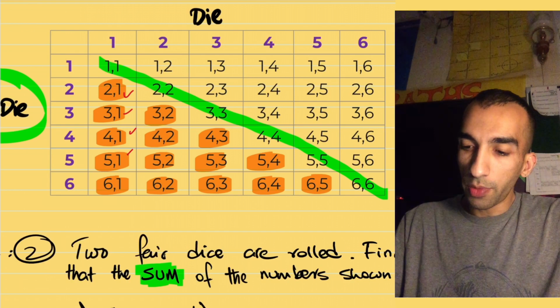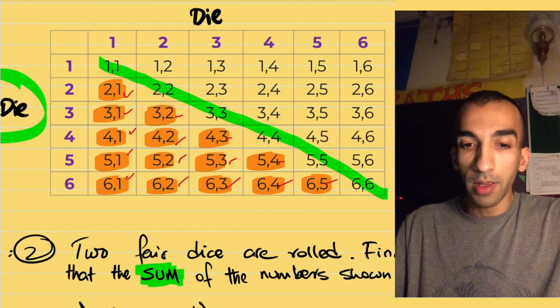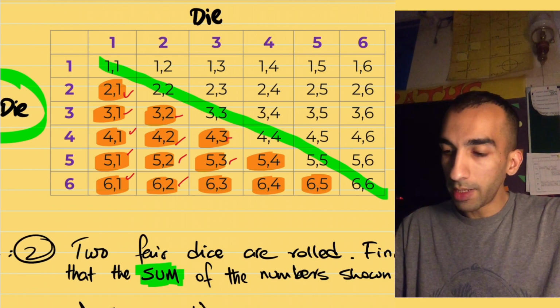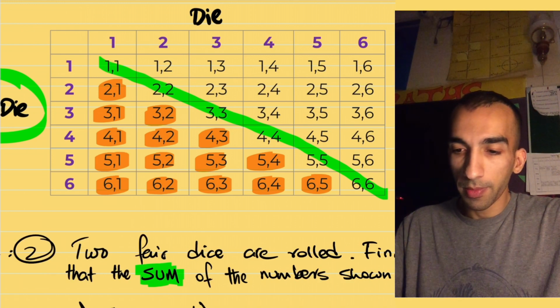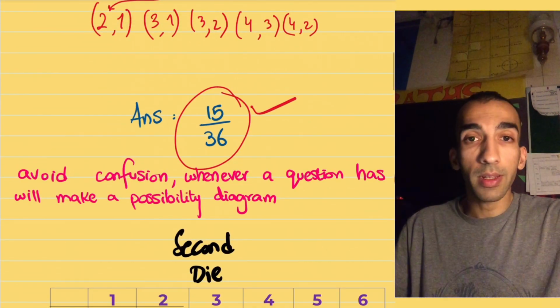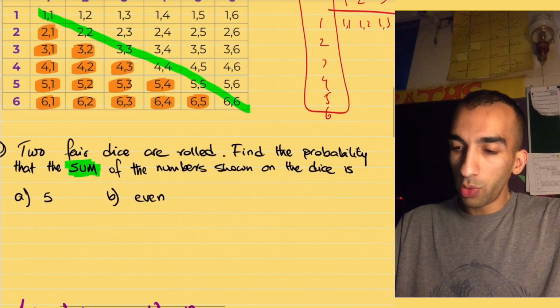1, 2, 3, 4, 5, 6, 7, 8, 9, 10, 11, 12, 13, 14, 15. So if you remember, we had the answer 15 up there. Here we go. 15 by 36. Let's go back to another question.